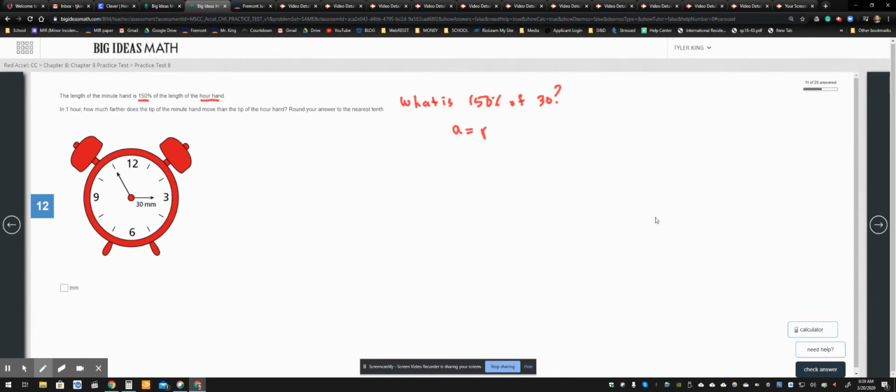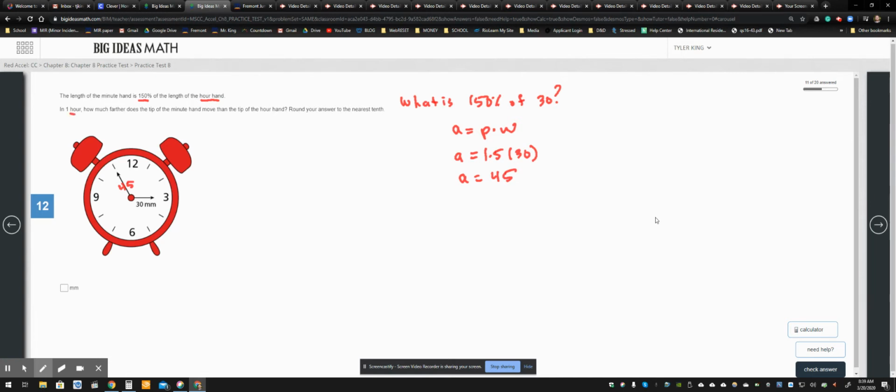A is equal to P times W, or part is equal to percent in decimal form times the whole. So A is equal to 1.5 times 30. We're going to end up with A is equal to 45. So we know that the length of our minute hand is 45.